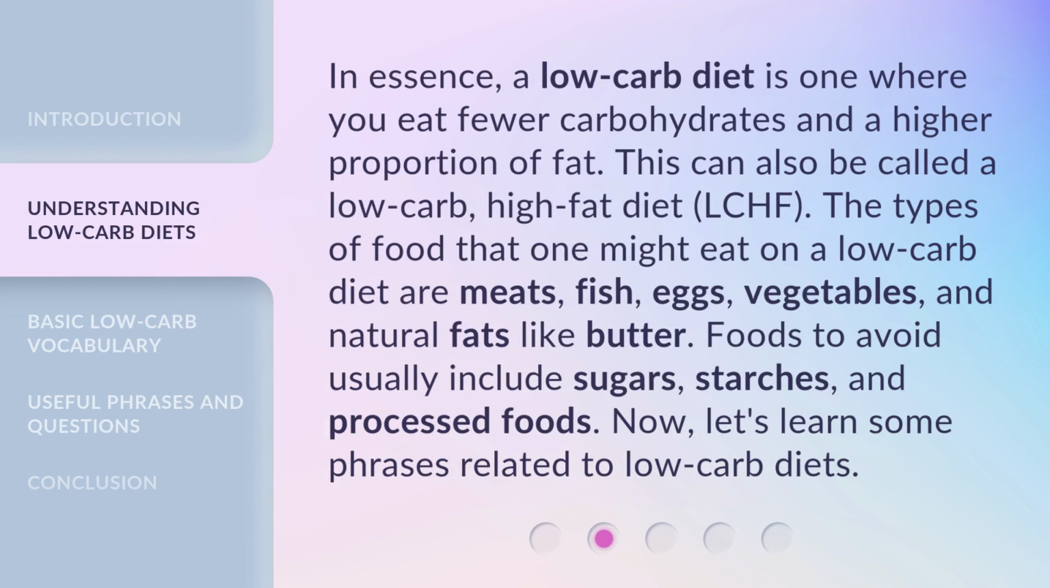In essence, a low-carb diet is one where you eat fewer carbohydrates and a higher proportion of fat. This can also be called a low-carb, high-fat diet, LCHF. The types of food that one might eat on a low-carb diet are meats, fish, eggs, vegetables, and natural fats like butter. Foods to avoid usually include sugars, starches, and processed foods. Now, let's learn some phrases related to low-carb diets.